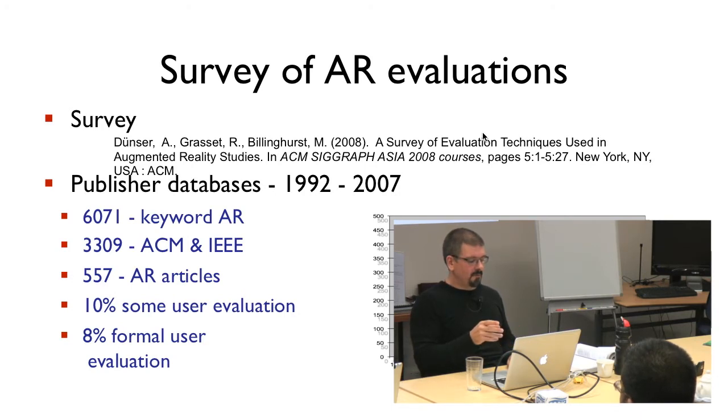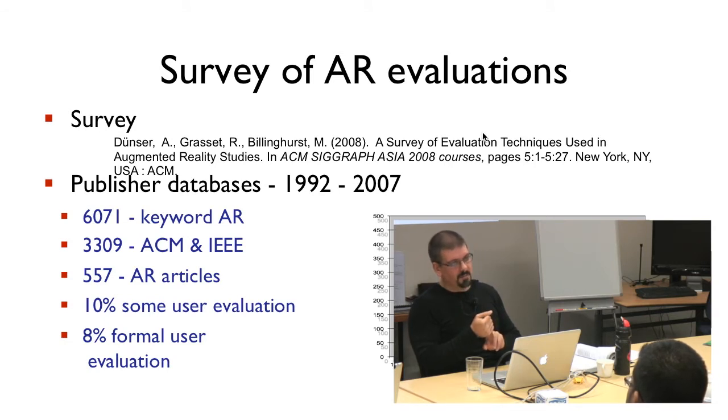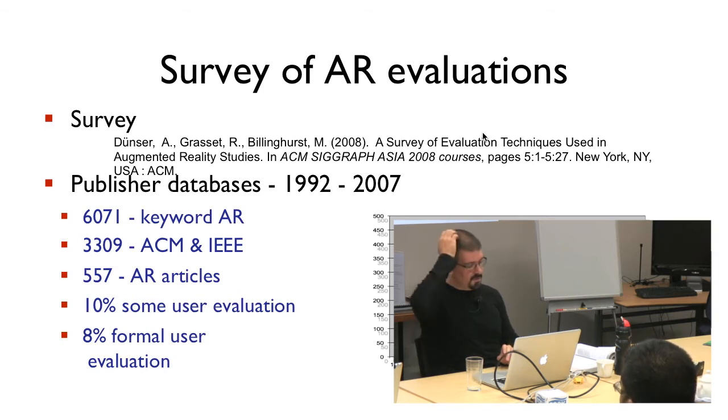And for augmented reality research, ACM and IEEE are, let's say, the most common ones. There are other databases and publishers as well, but ACM and IEEE are the most common ones. That's why we chose those two. And so we did a keyword search on augmented reality, which came out with around 3,000 papers for those two databases.